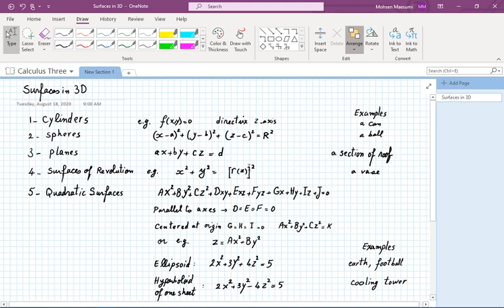Next up in the list of complications perhaps is surfaces of revolution. The basic example of a surface of revolution would be a vase.